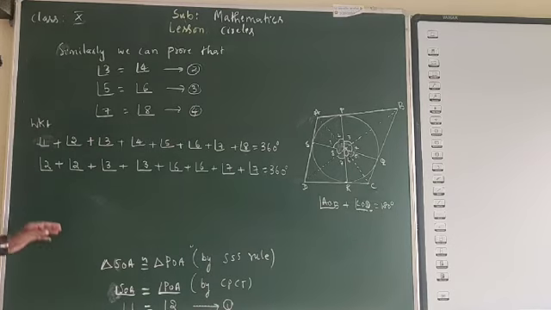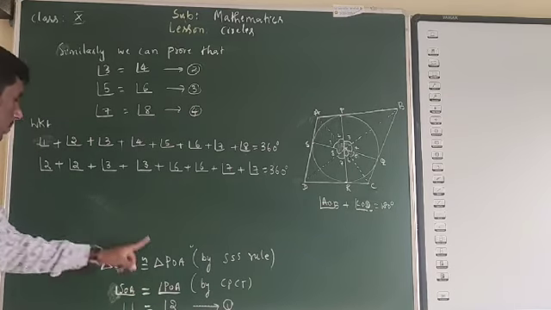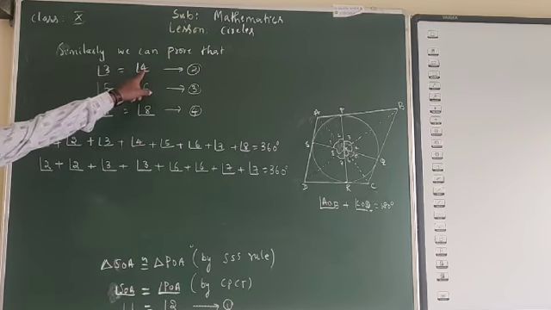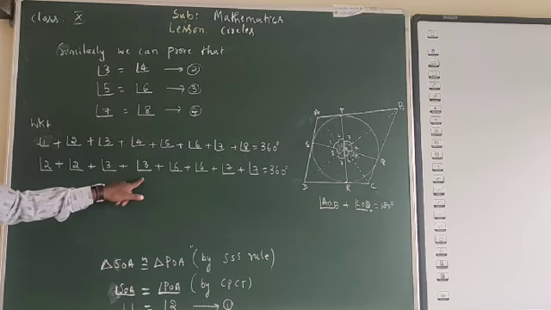Right? So angle 1 is equal to angle 2. From equation 1 I have substituted. Angle 2 is as it is. Angle 3 I have written as it is. Angle 4 is equal to angle 3. From equation 2, I have substituted angle 3 for angle 4.